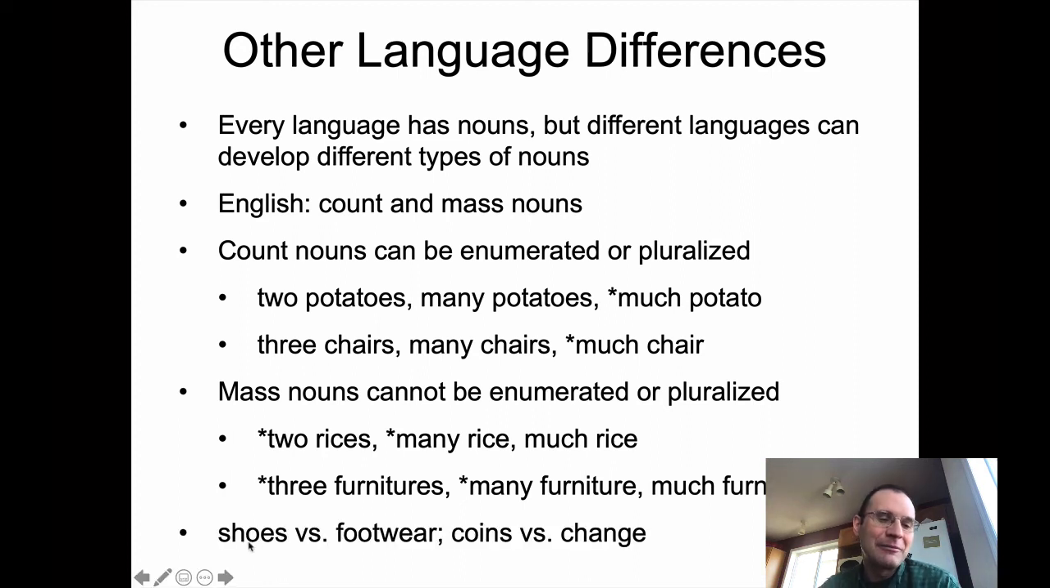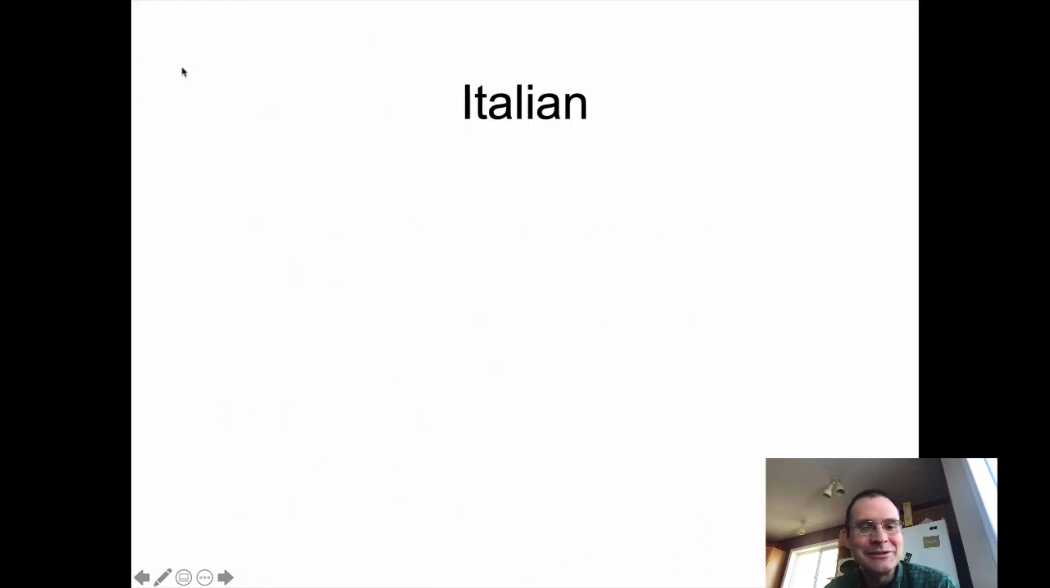Another sort of mass noun, count noun distinction, which is interesting because these are kind of synonymous themselves. So shoes are a count noun, footwear is a mass noun, or coins is a count noun, and change is a mass noun. Again, these mean basically the same thing. Not that people use coins and change that much anymore, but still, you can think about them syntactically.